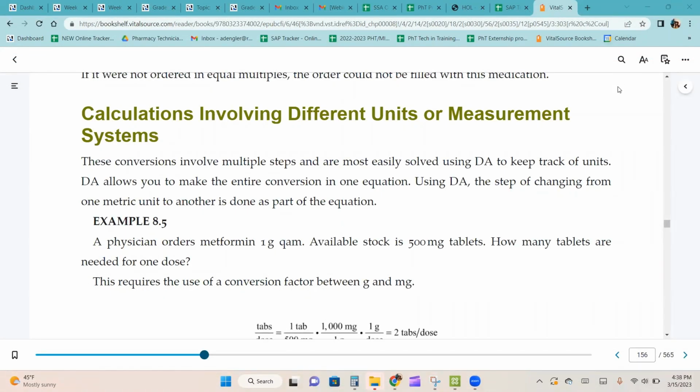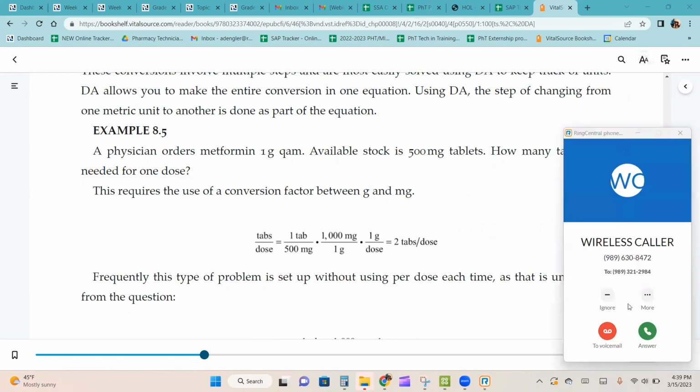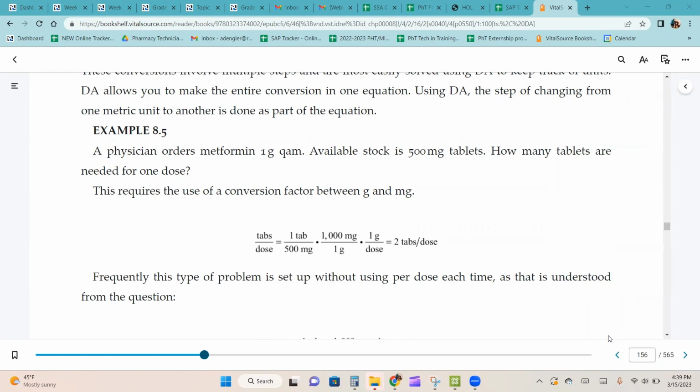Calculations involving different units or measurement systems. These conversions include multiple steps, and they're most easily solved using DA to keep track of units. However, remember, we do ratio and proportion here at Ross. And if you have any questions with using the ratio and proportion, you can definitely reach out to your instructor. However, we do not teach DA here. All right, let's do example 8.5. Even though this wants us to do it in DA, I'll show you how to do it using ratio and proportions.